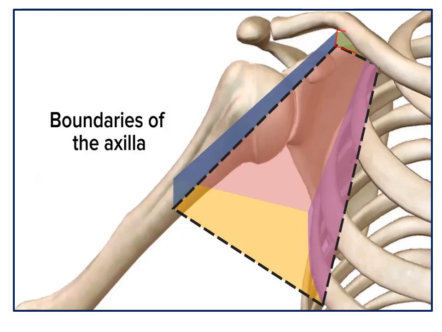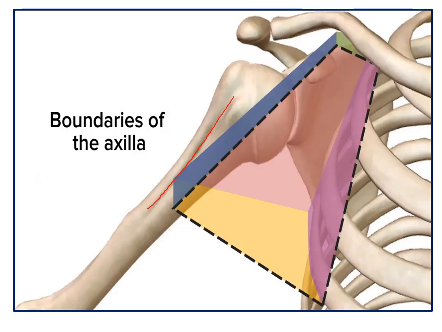The base, on the other hand, is formed by skin and axillary fascia. That's not shown in this image, but this is going to be the base in yellow. And then we have the anterior wall, posterior wall, the medial and lateral wall. The lateral wall is shown in blue. Lateral wall is formed by the intertubercular sulcus. As you can see, this is the intertubercular sulcus and the coracobrachialis muscle.